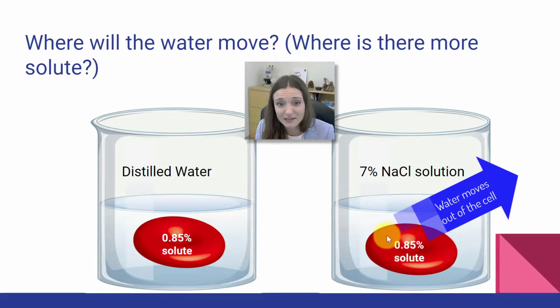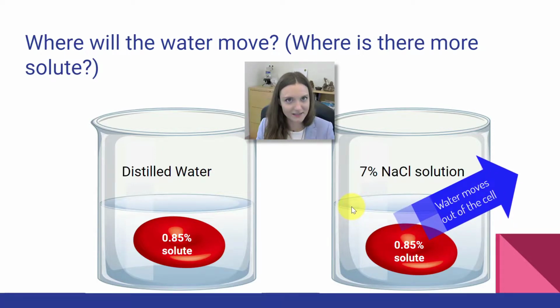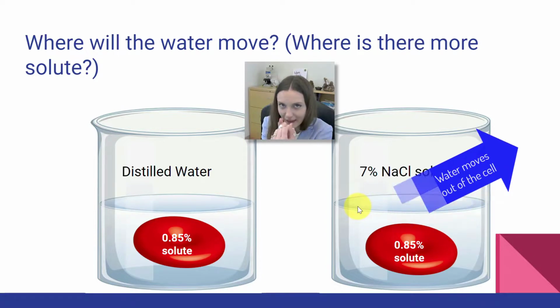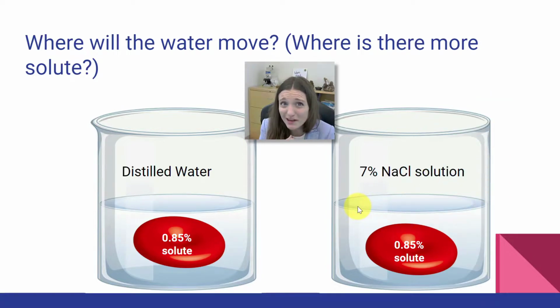So water moves to the hypertonic environment. Water will leave the cell, exit the cell, osmose out of the cell, and move into the solution. And guess what? That's also bad. That causes the cell to shrivel up. Okay? Loses water, shrivels up, and basically makes a little raisin that isn't very functional.